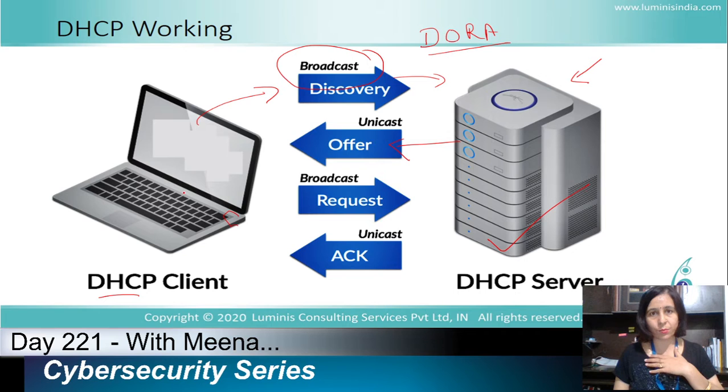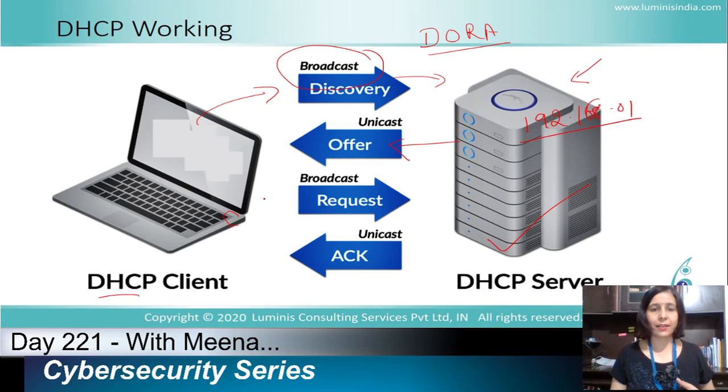The DHCP server will send a unicast message to the client: I am the DHCP server, here is my IP address. For example, 192.168.0.1 is the IP address of the DHCP server, and it's saying I'm the DHCP server, I'm offering you an IP address. Would you like to have it?